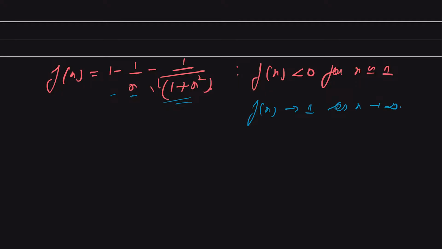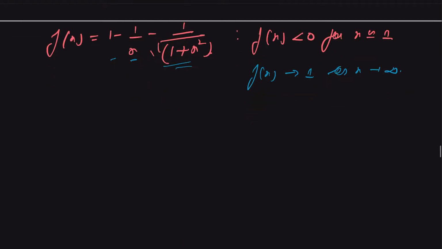So from here you can see that there is a single critical value which we call x critical, for which this f of x is equal to 0.